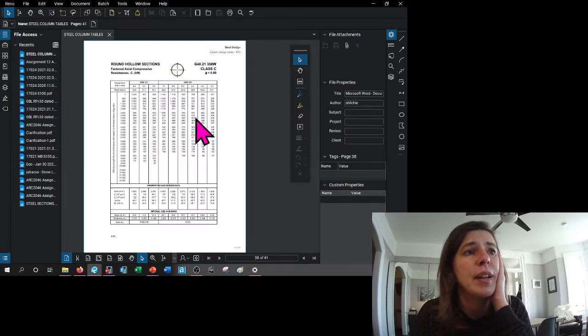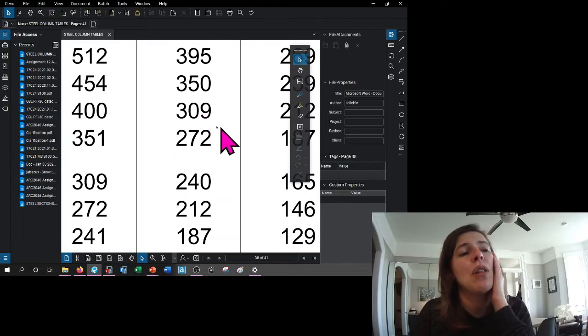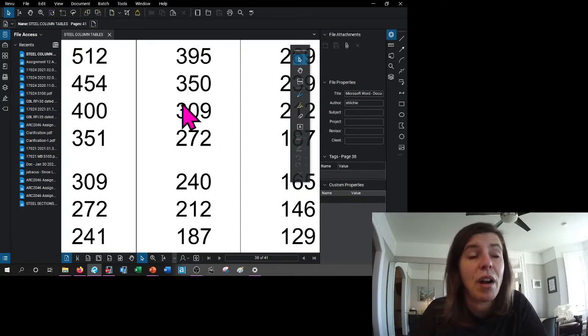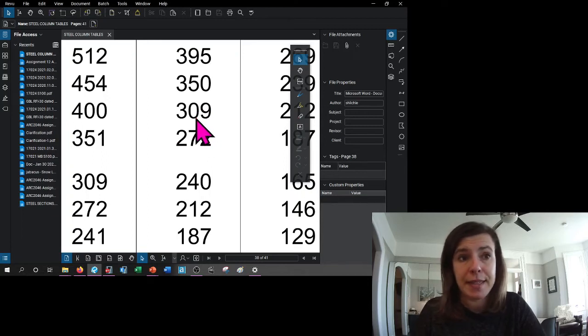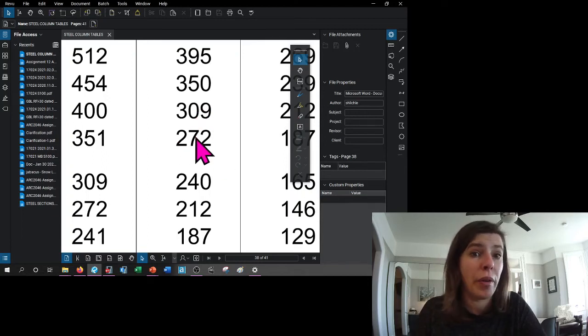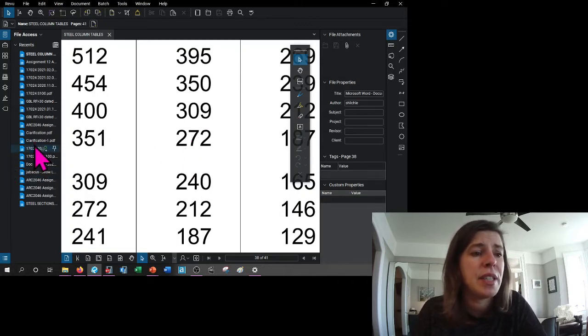So let's come over and take a look at these. If it was 4 meters long, our compressive resistance is 272. If our column is 3.6 meters tall, our compressive resistance is 309 kilonewtons. So we should be somewhere close to 272, but a little bit more. Because look, as it gets shorter, we have more capacity. So we're a little bit shorter than 4 meters. But we should be pretty darn close to 272.